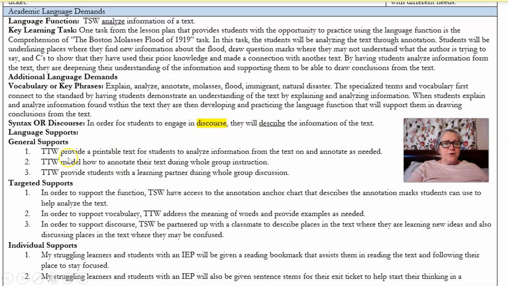But good general supports, expressed well. Learning partner, that would be general. Annotations with their whole group. These were available to everybody. And support the function, to support the vocabulary, in order to support the discourse. And she's thought about her struggling learners. So this is pretty good. I'm just maybe not happy about how she's described the discourse. But it's all right. Not really a problem. I wouldn't mark it wrong or anything like that.